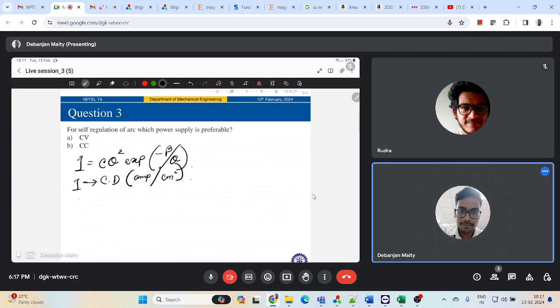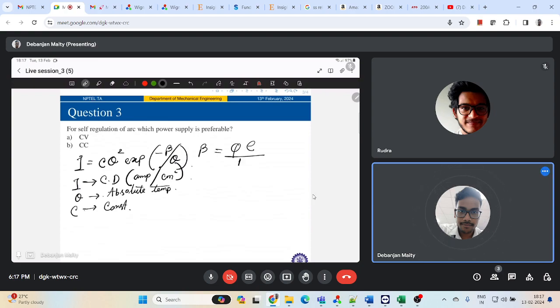What is theta? Theta is absolute temperature. C is a kind of constant, and beta is a function of phi and theta. So over here, E is my charge of electron, K is my Boltzmann constant.